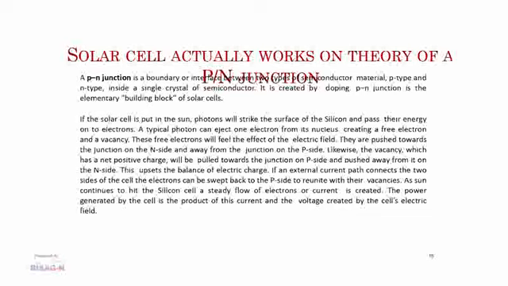This upsets the balance of electric charges. If an external current path connects the two sides of the cell, the electrons can be sent back to the p side to reunite with their vacancies. As long as we continue to heat the silicon cell, a steady flow of electrons, or current, is created. The power generated by the cell is the product of this current and the voltage created by the cell's electric field.